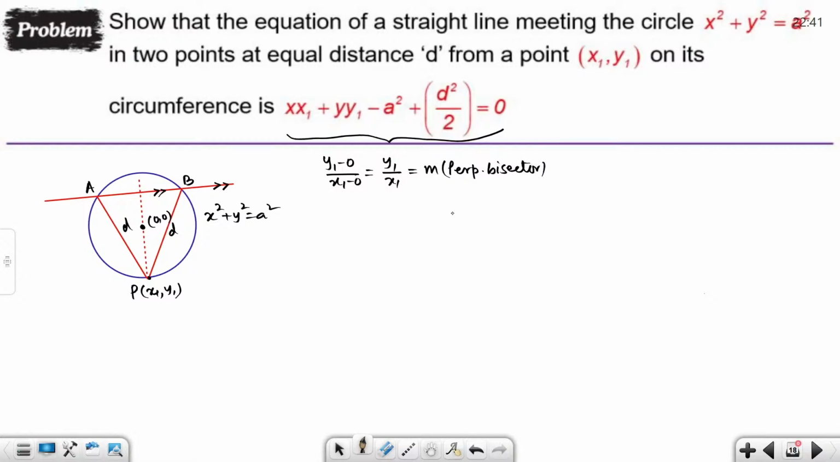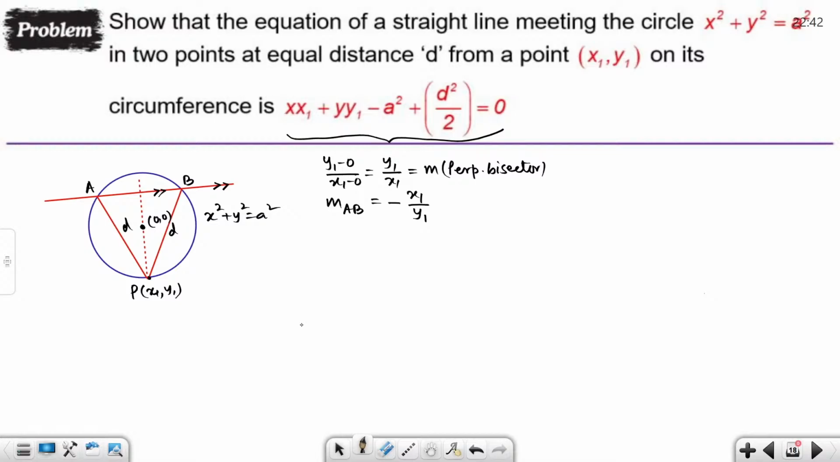Is it clear? Then, what will be the slope of AB? What is the slope of AB in this case? Since this perpendicular bisector is perpendicular to AB, therefore the slope of AB will be minus x1 over y1. Tell me yes or no.